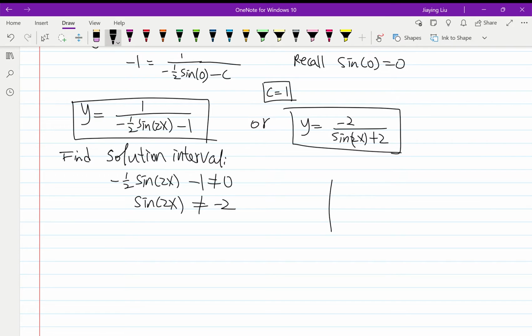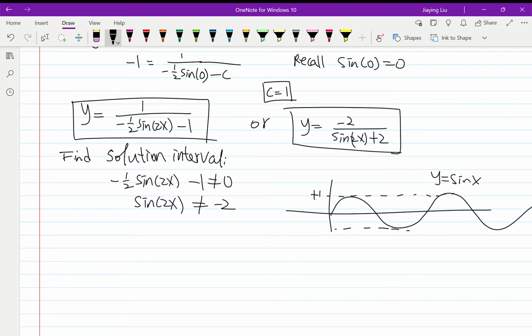But if you go back to the sine graph, y equals sine x, you recall that for the sine function, the highest value is +1, the lowest value is -1. It doesn't matter what goes into the sine, the answer is always going to be between +1 and -1. So sine 2x or 3x or 5x squared, it doesn't matter what is inside, that is always going to be from -1 to +1, always.